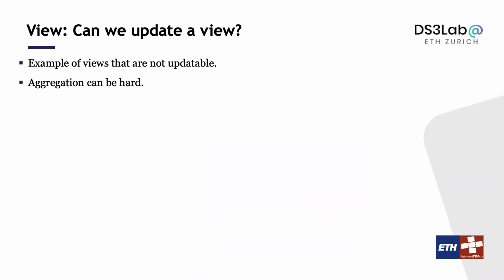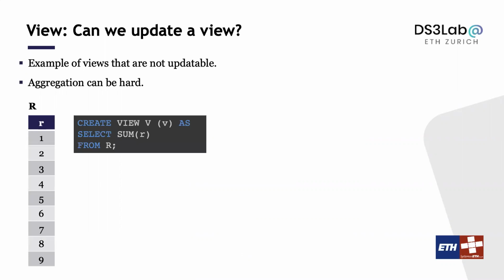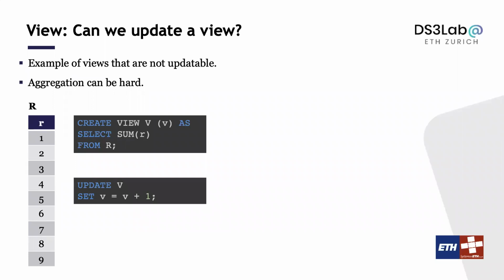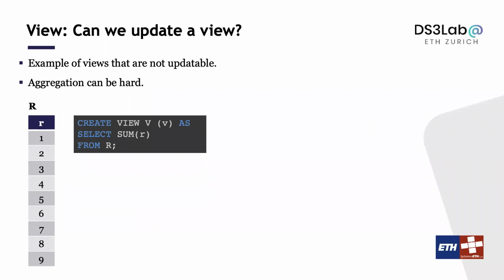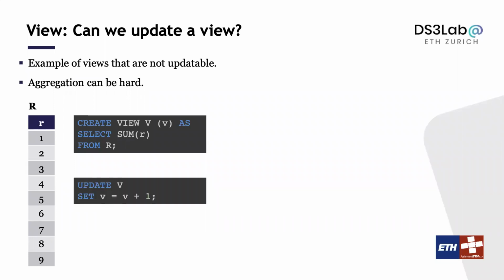And aggregation could cause a problem. So here's another example. You have a very simple relation with a single column R, containing maybe nine different numbers, 1 to 9. And then you have a view that calculates the sum of this relation. Whenever I want to update this view, I want to increase the value in the view by 1.